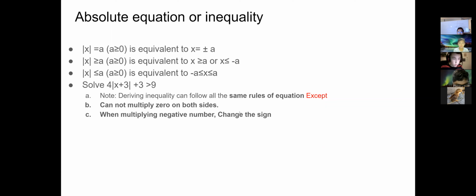All right, let's continue with absolute value. I feel this wasn't really mentioned in any topic, but I see a lot of mistakes when dealing with absolute value.